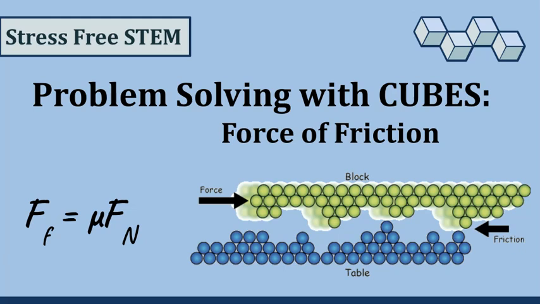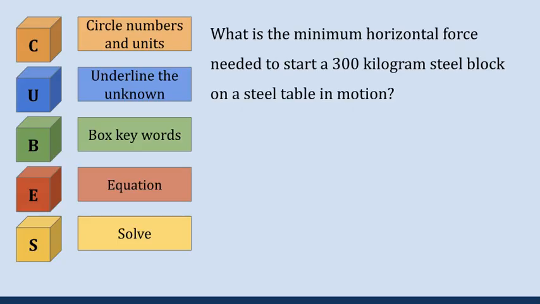Hi everyone. In this video I'm going to be going over a problem-solving strategy called CUBES, and the problem that I'm using is related to the force of friction. So this is what CUBES stands for, and the problem I'm working with says, what is the minimum horizontal force needed to start a 300 kilogram steel block on a steel table in motion?